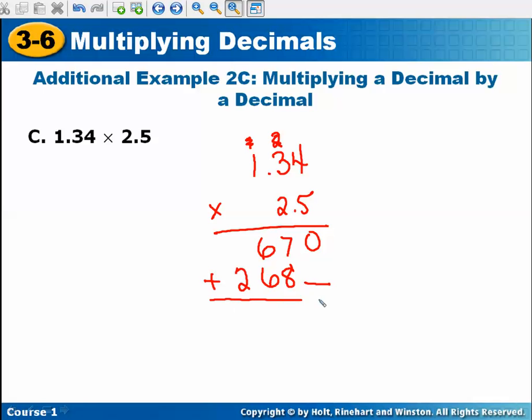Now I'm going to add these together. 0 plus 0 is 0. 7 plus 8 is 15. 6 plus 6 is 12, plus 1 is 13. 2 plus 1 is 3. So I have to move 1, 2, 3 places to the left. So my answer is 3.35.